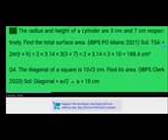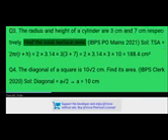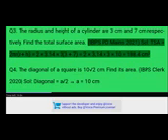Q3. The radius and height of a cylinder are 3 centimeters and 7 centimeters respectively. Find the total surface area. IBPS PO Mains 2021. Solution: TSA equals 2 pi r (r plus h) equals 2 times 3.14 times 3 times (3 plus 7) equals 2 times 3.14 times 3 times 10 equals 188.4 square centimeters.